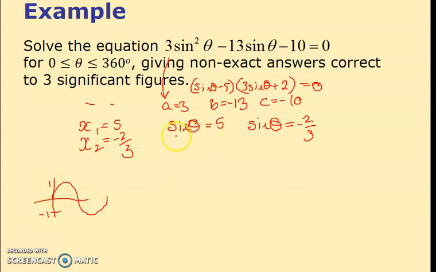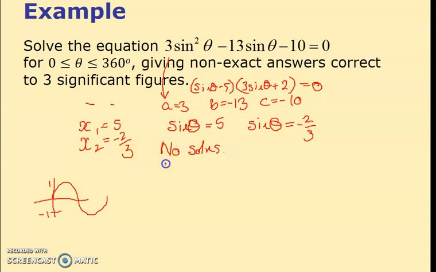And when you get the statement here, sine theta equals 5, what values of theta will make it equal to 5? And the answer is no, nothing will. 5's up here somewhere. So when will sine theta equal 5? It will never equal 5. So here you write no solutions.